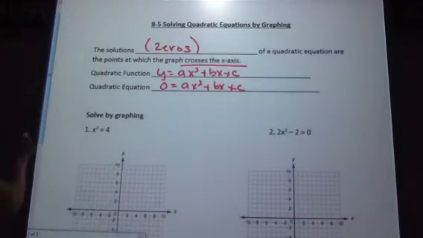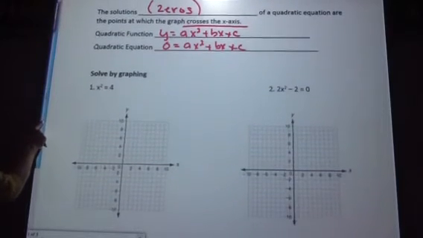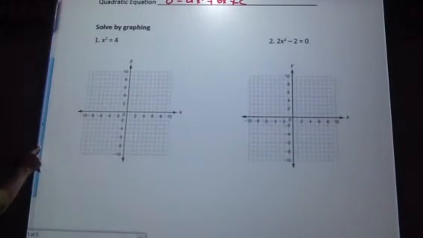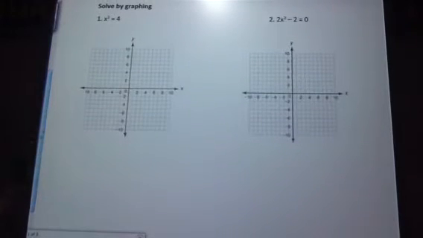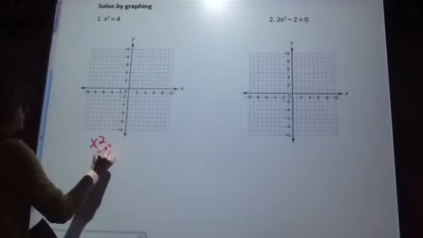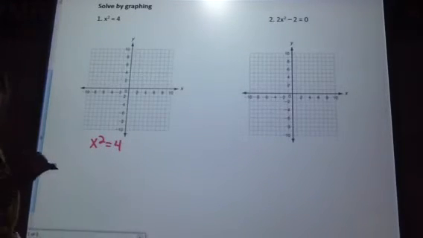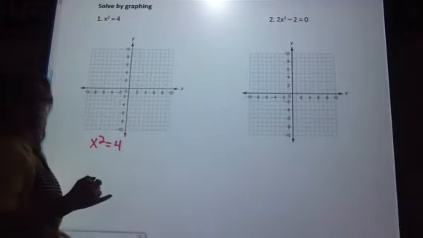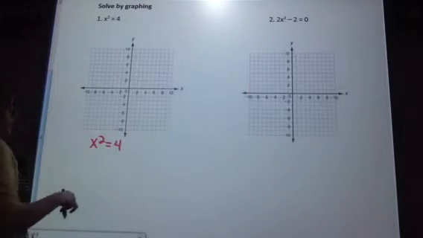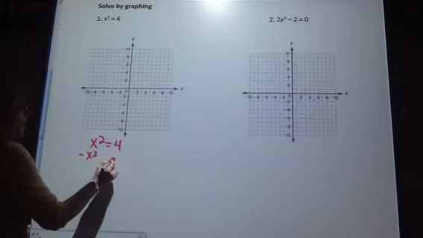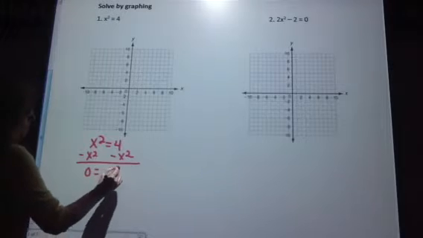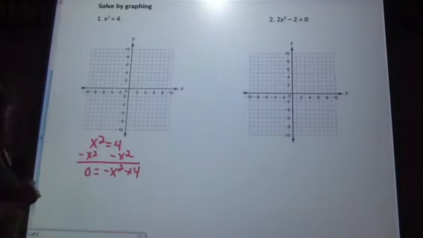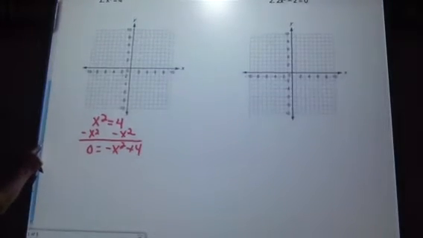Okay? So let's look at this. All right, so we have x squared equals 4. First step we need to do is get this in the quadratic equation form, where we need 0 on one side. So what we can do is subtract x squared from both sides. So now we have it in our quadratic equation form.